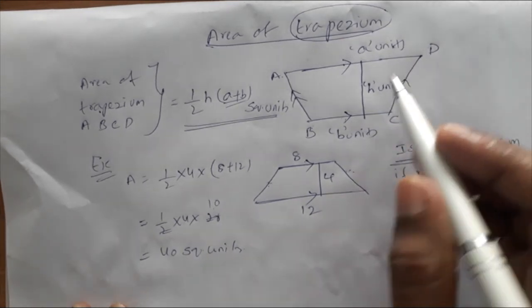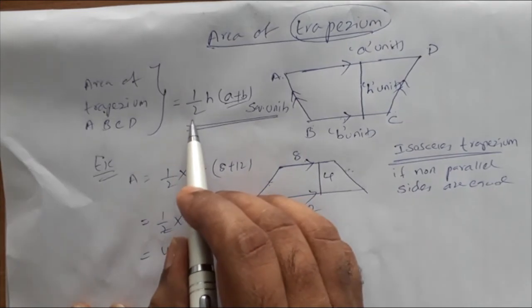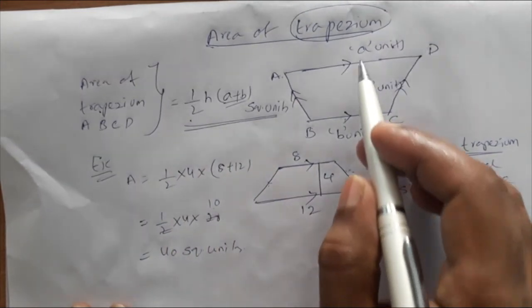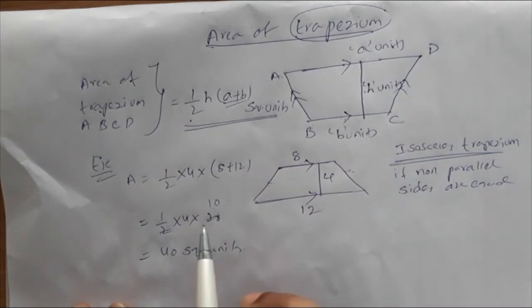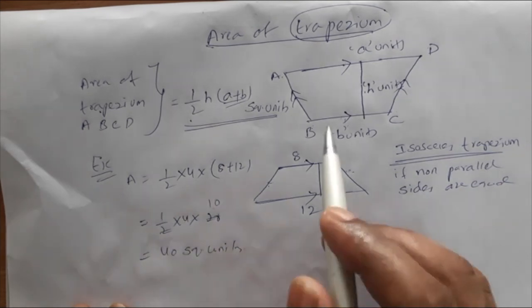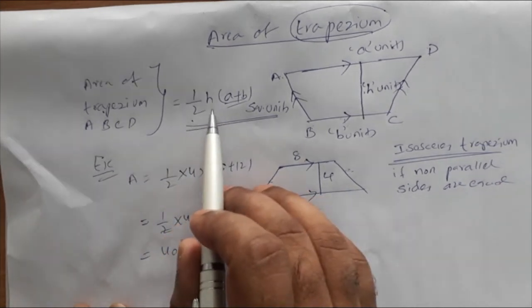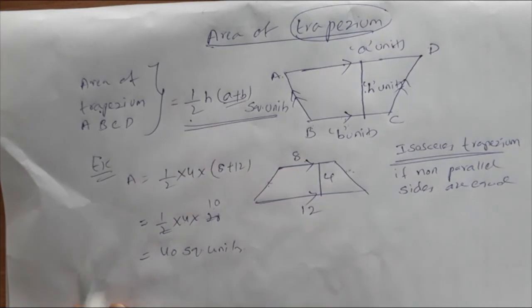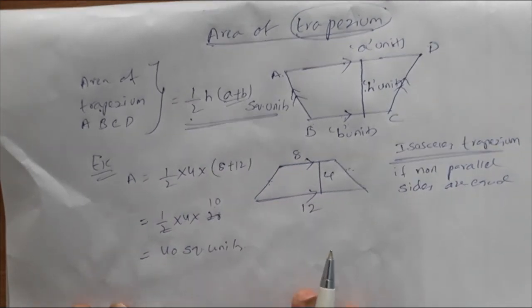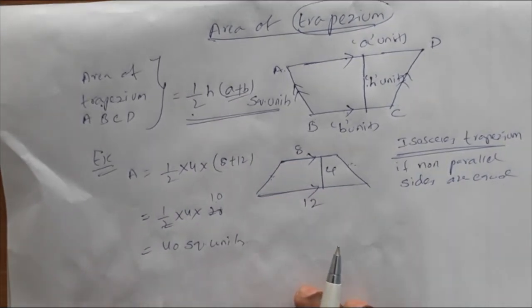Just we have to do like this, half into height into sum of parallel sides. Remember like this, what is the area of trapezium? Half into height into sum of parallel sides. That is the formula for area of trapezium.